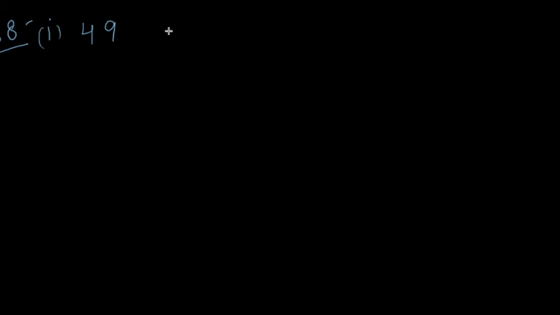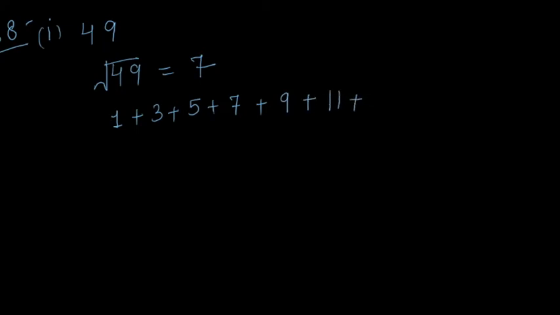So what I can do, I know the square root of 49 is 7. So if I write the first 7 consecutive odd numbers, 7 plus 9 plus 11 plus 13. If you check, the sum of these numbers will give you 49. That's a reciprocal of question number 7, in which the numbers were given and we calculated the sum. Rather, in question number 8, the sum is given and you have to write it in the pattern of odd consecutive numbers.